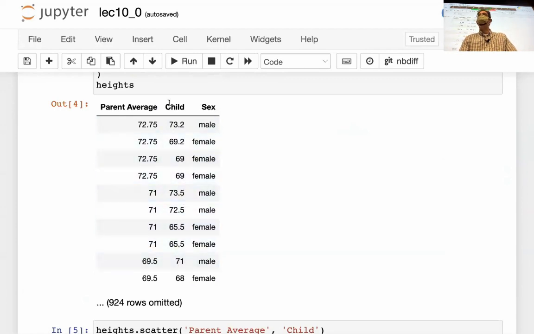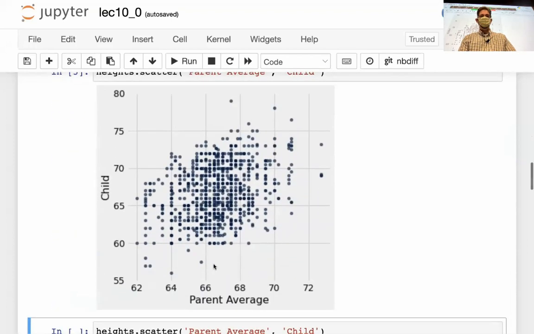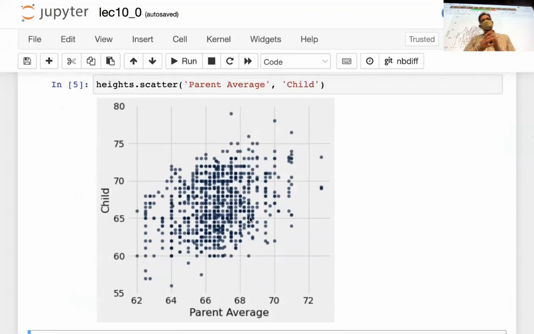It says child because they are children, but they're not children in the sense of being young. They're children in the sense of being offspring. So this is the height of adult children, and this is the height of adult parents. Very important piece of information. That's why there's no children that are like 27 inches tall, because they've grown up already. Okay, so back to the prediction problem.